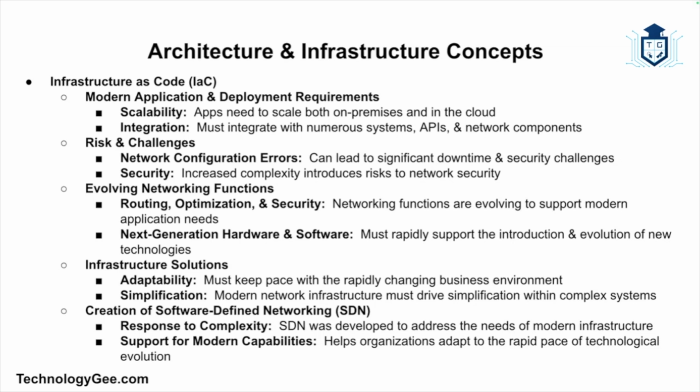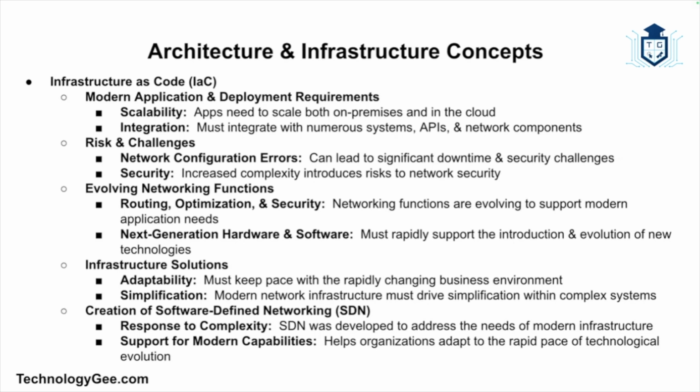All right, next, let's talk about infrastructure as code. Modern applications and deployments, whether they're on-premise or in the cloud, require scalability and integration with numerous systems, APIs, and network components. This complexity introduces risk, including network configuration errors that can cause significant downtime and network security challenges. Consequently, networking functions such as routing, optimization, and security have also changed. The next generation of hardware and software components in enterprise networks must support both the rapid introduction and rapid evolution of new technologies and solutions.